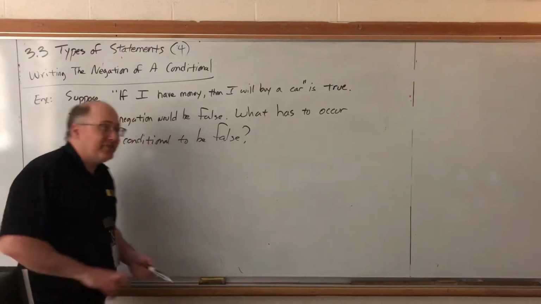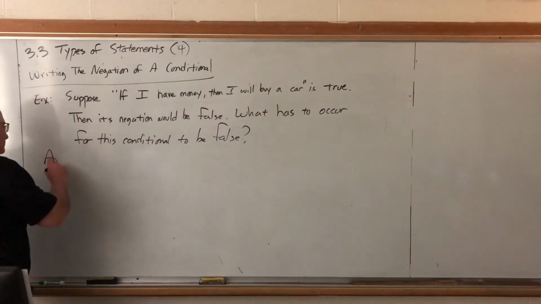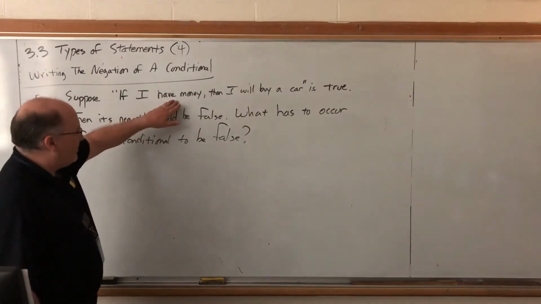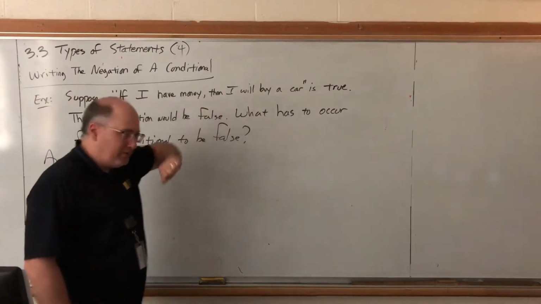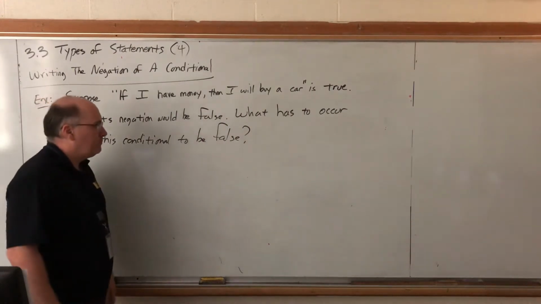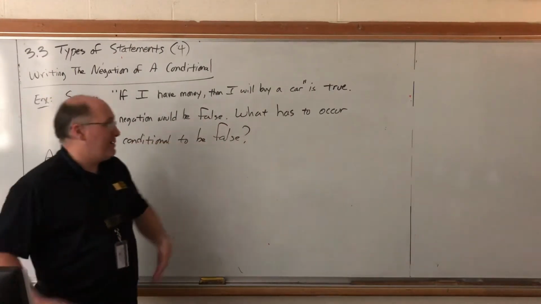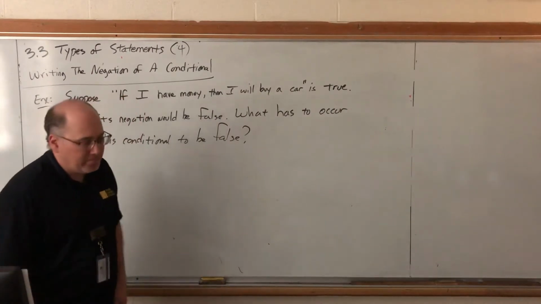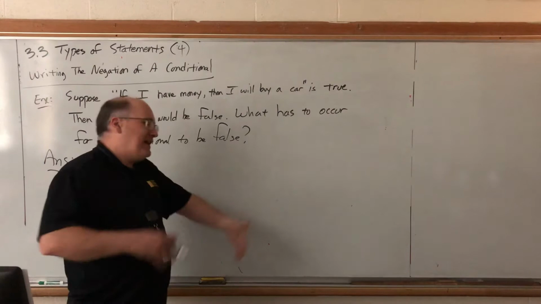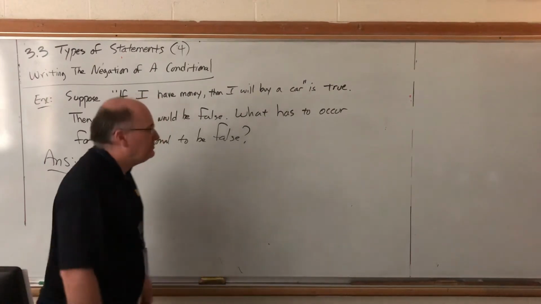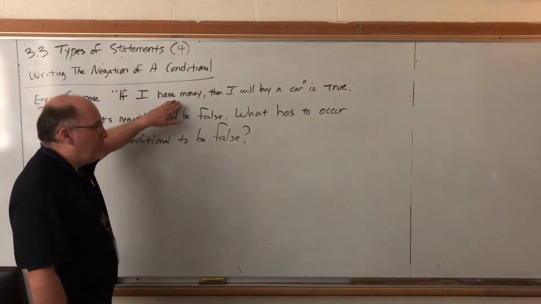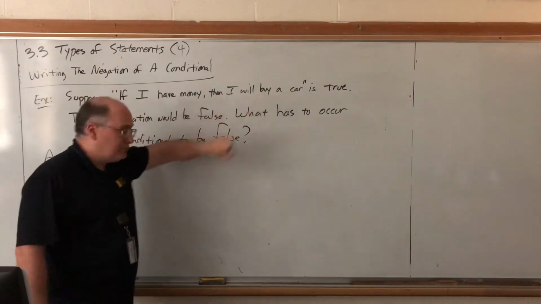Now, we've talked about this many times before. A conditional is like a promise. If this happens, then I promise this will happen. And what would have to happen in order for me to violate my promise? Well, let's pretend I'm not buying me a car, but I'm buying my wife a car. If I have the money, then I will buy you a car. What would have to happen to really anger my wife? Well, I would have to have the money, but not buy her a car.